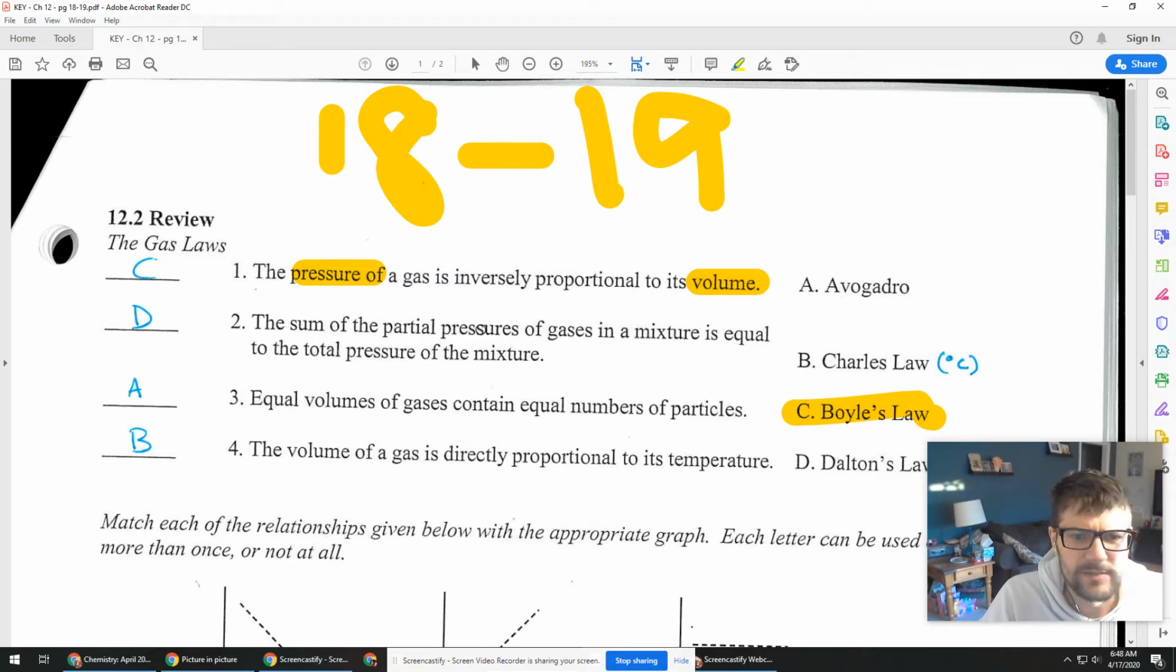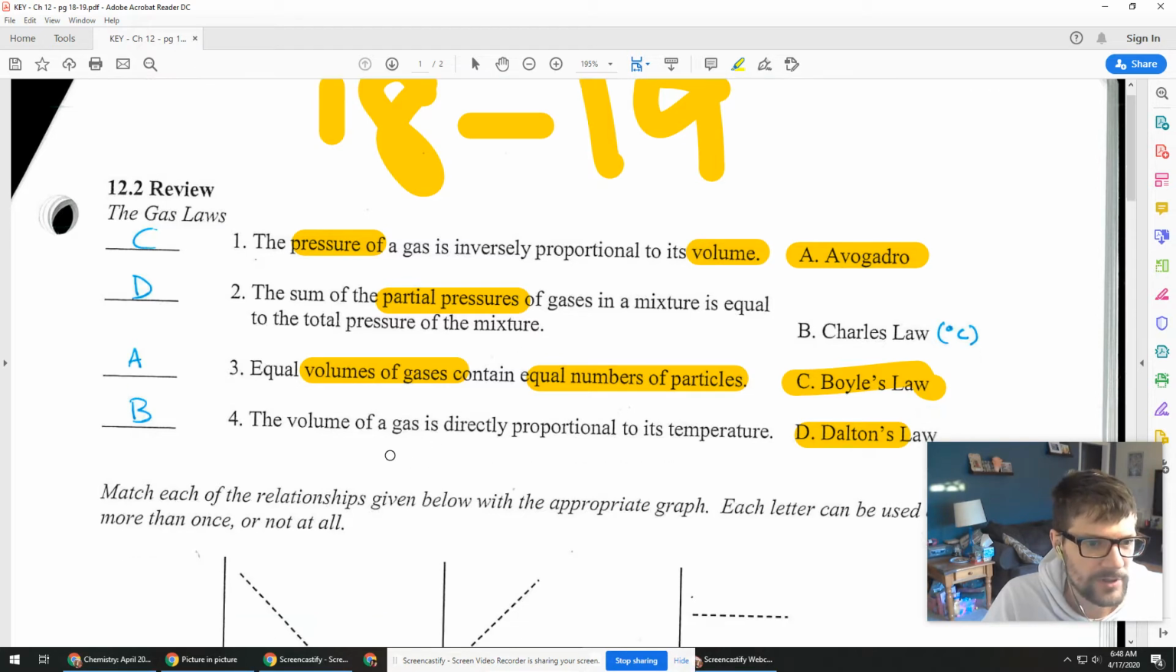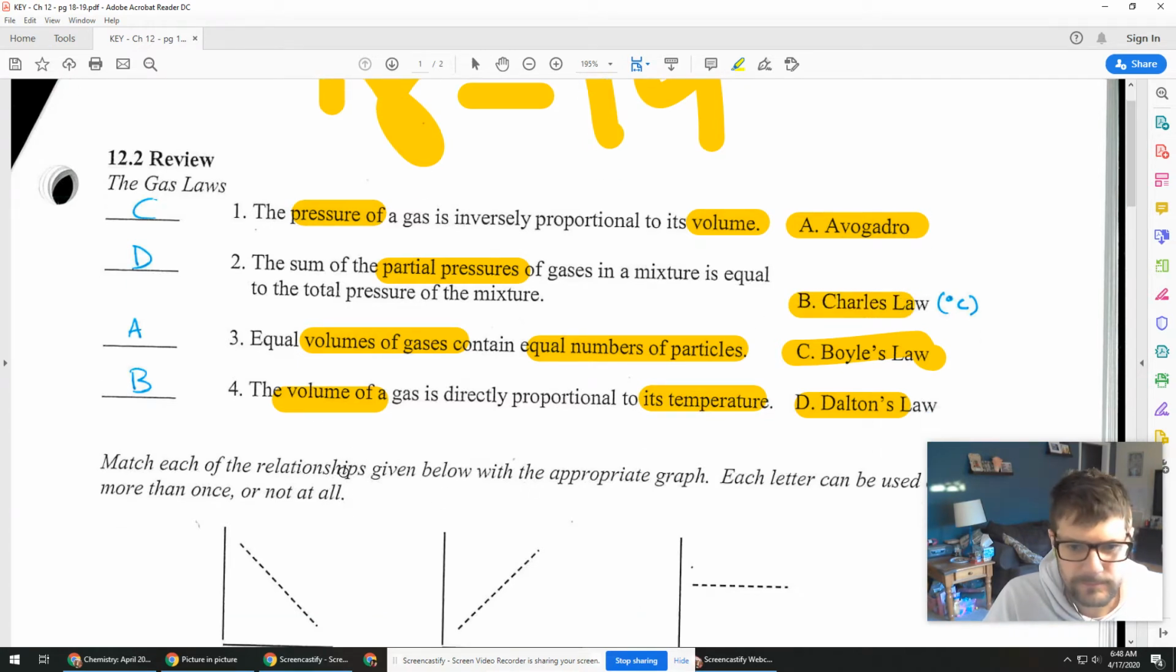Number two here, the sum of partial pressures is equal to the total pressure. That's Dalton's law. Dalton is the one that's like a little bit different, right? Because now we're talking about pressures and adding them. We're not talking about different variables, just pressure. Equal volumes of gas contain equal numbers of particles. That's Avogadro's law. And the fourth law here, the volume of a gas is directly proportional to temperature. So volume and temperature, that is Charles' law.